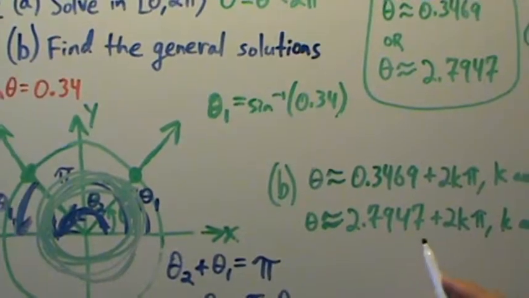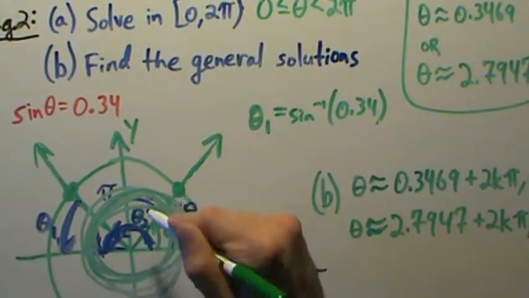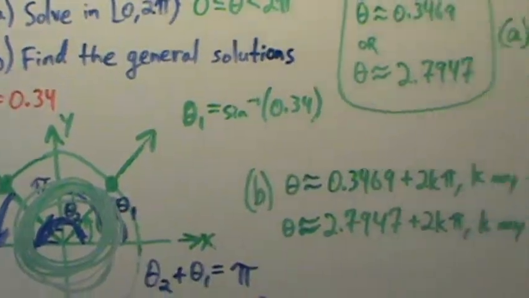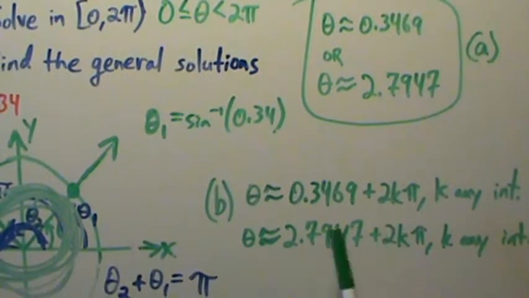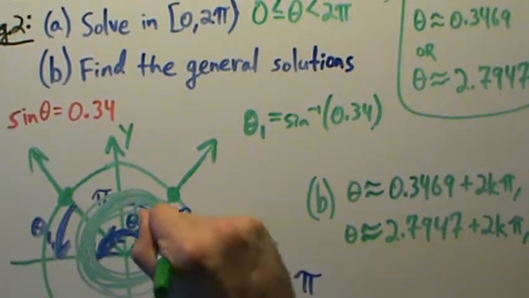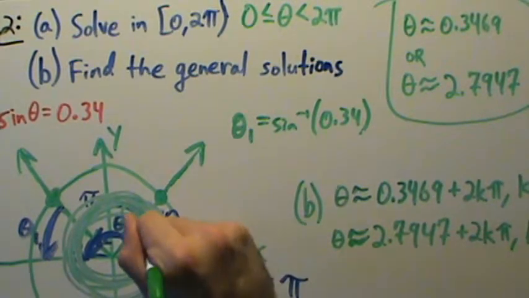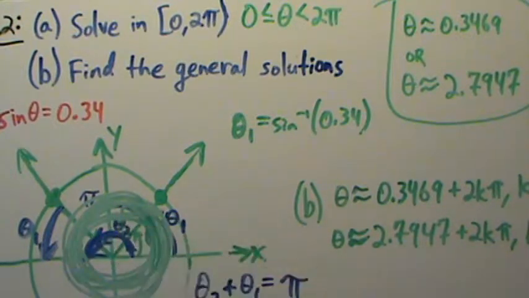So if k is 1, that's just 2 pi. If k is 2, it's 2 times pi, which is 4 pi. So if k is 1, go around once. If k is 2, go around twice. But if k is -1, then this becomes 0.3469 minus 2 pi, and that means we go in the negative direction once. If k is -2, go in the negative direction, the clockwise direction, twice. And so on and so forth.